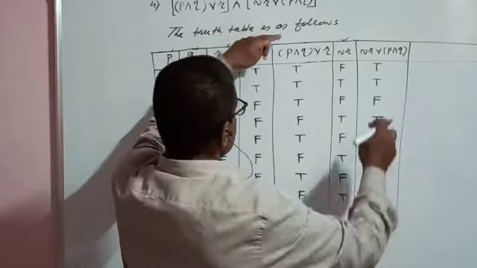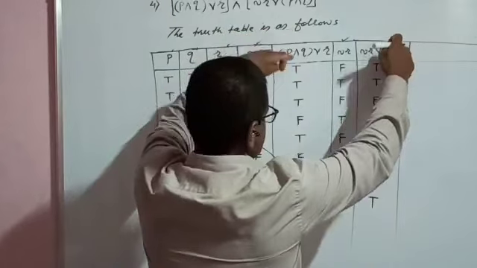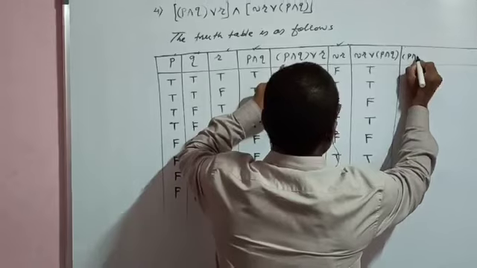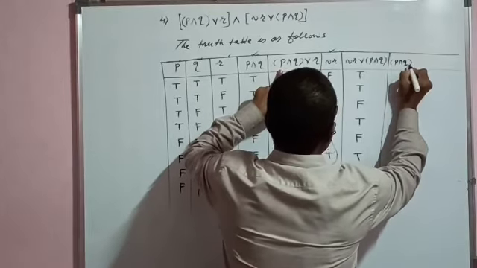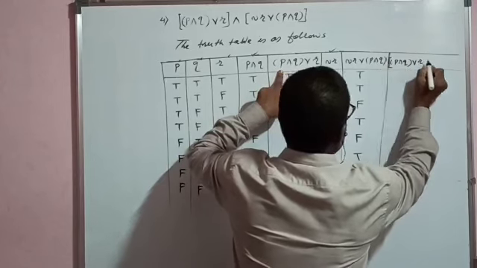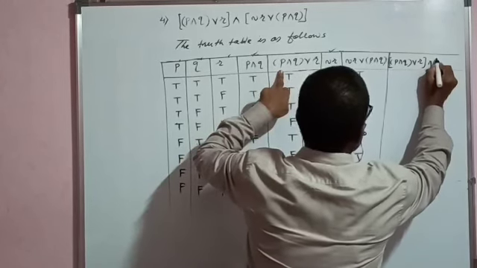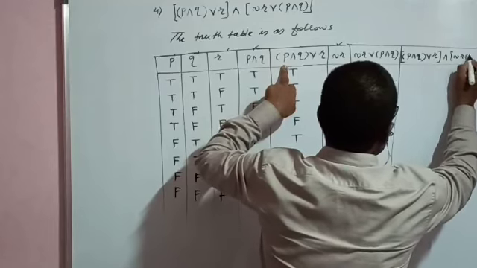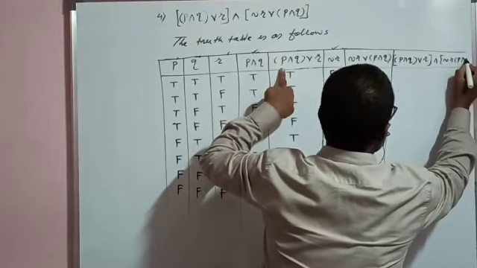Then finally the conjunction between these two statements. Say P conjunction Q disjunction R, conjunction, negation of R disjunction P conjunction Q.